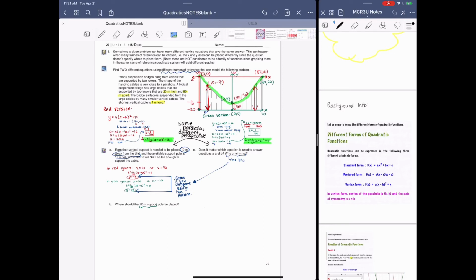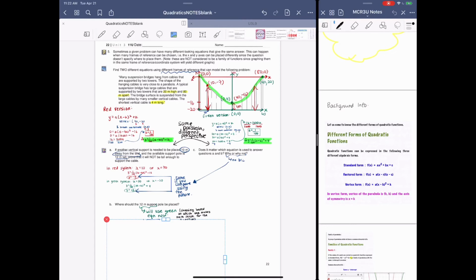So when I look at B, I'm just going to go ahead and look at the green version, because when I'm talking about the support, it's a lot easier with the green version, since that value I get directly represents all these possible supports that I can have to support this bridge. I'll use the green equation just because it makes a little more sense in this case. What do you think I'm going to sub in for x or y? Where should the 12-meter support pole be placed? That is a y value that they're telling you.